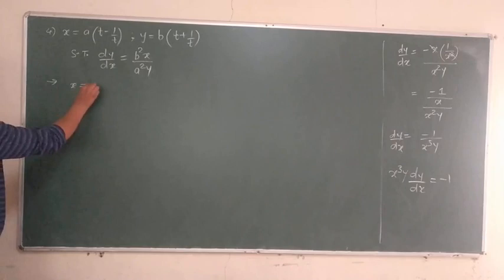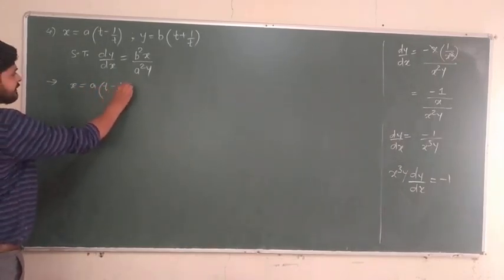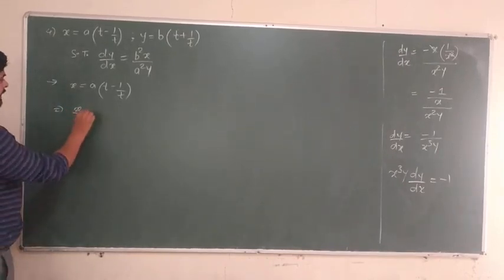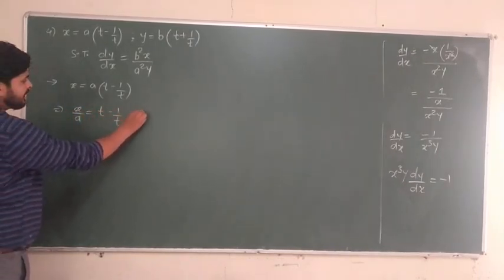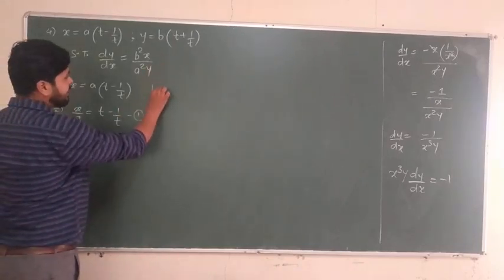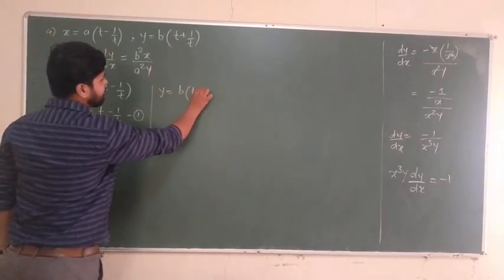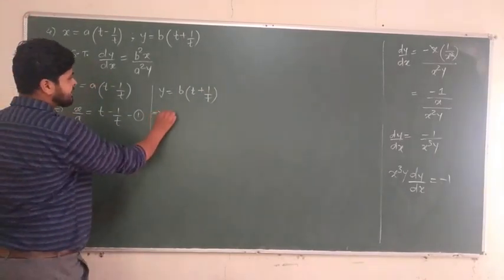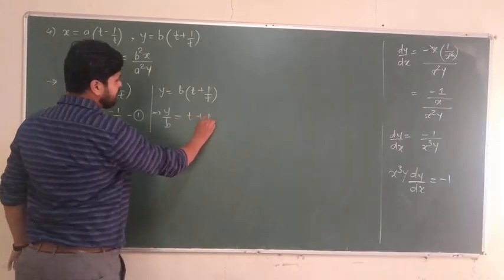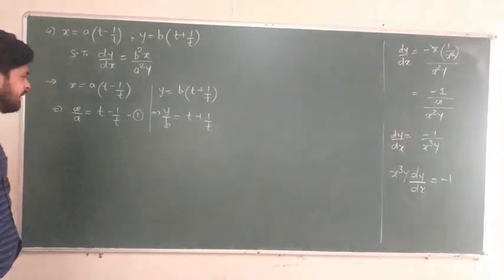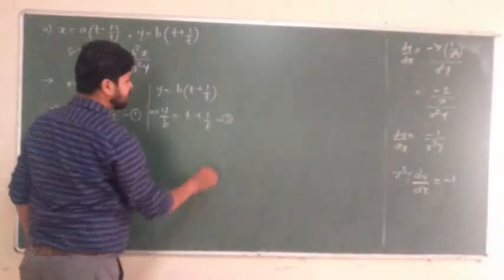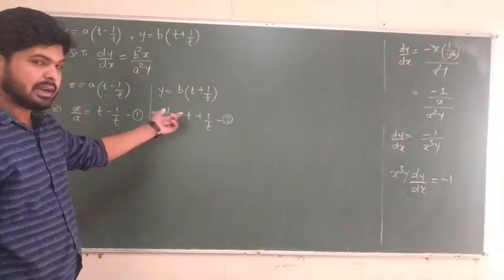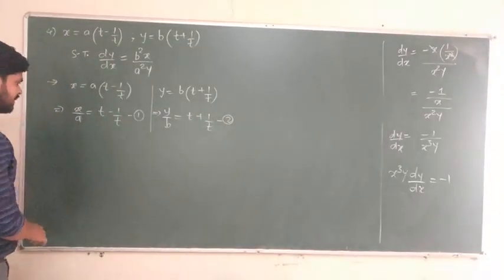So what is the first equation? x is equal to a in bracket t minus 1 upon t. So from this we can write x upon a is equal to t minus 1 upon t. Call it equation 1. And from the second equation, y is equal to b in bracket t plus 1 upon t. So from this, y upon b is equal to t plus 1 upon t. Call this equation number 2. Now I am squaring both equations, equation 1 and 2, and we take subtraction of these two equations.